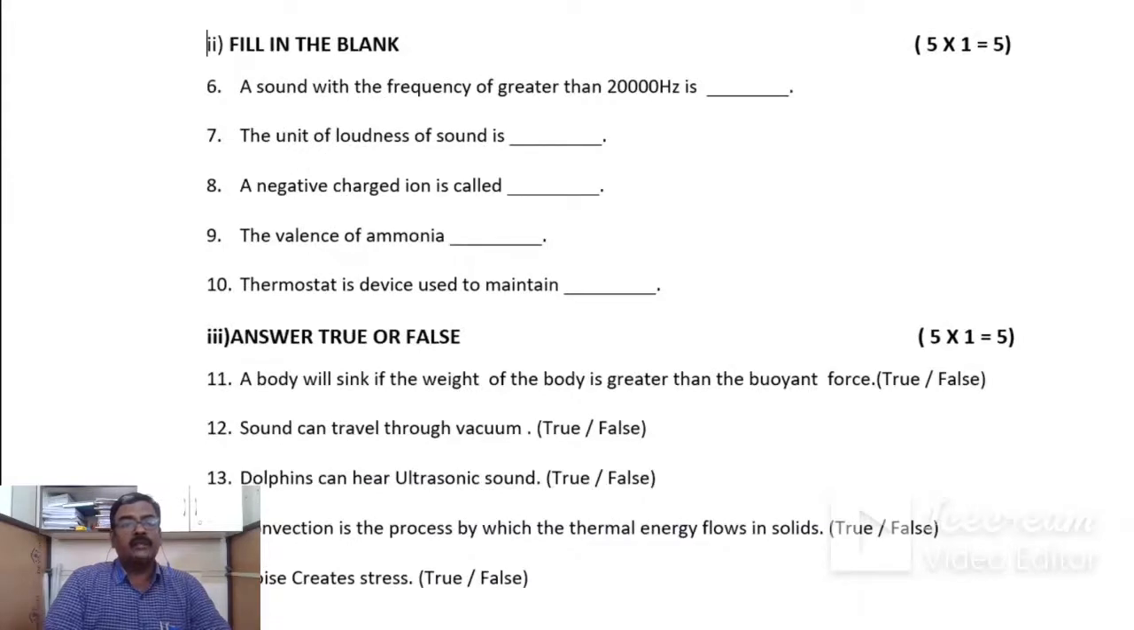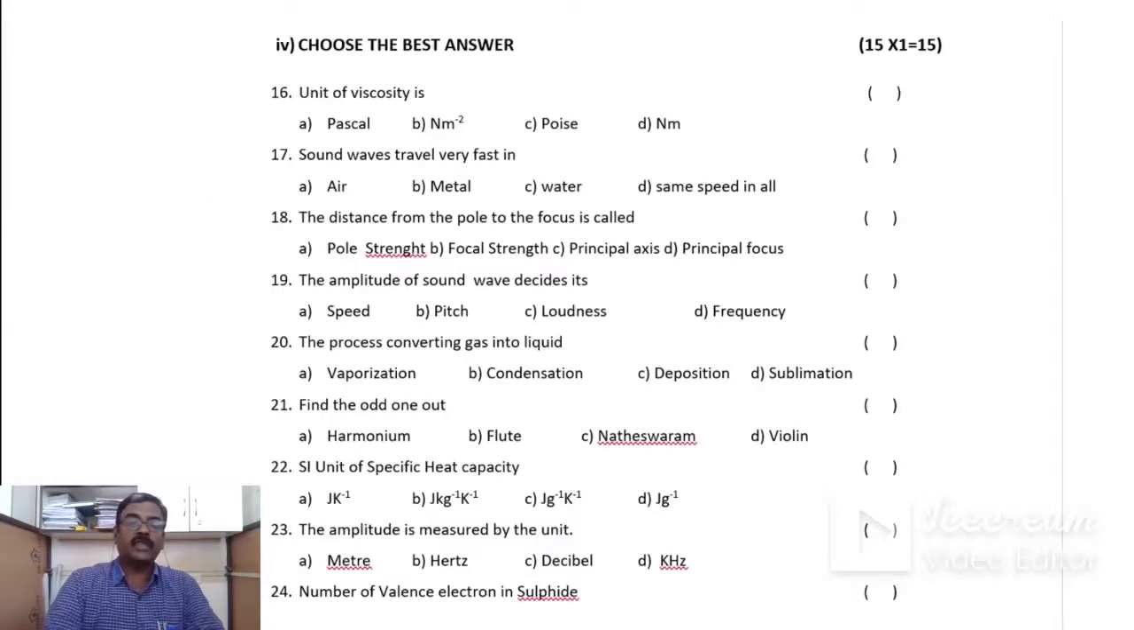Then fill in the blanks. Here also I am taking 5 fill in the blanks questions, 5 into 1 mark. Here we must give sufficient space to write the answer in the question paper itself. Then the third one is answer true or false. In true or false, 5 into 1, 5 marks. The student can strike out the false if the statement is true, or strike out the true if it is false. Just like that, they can write the answer in the question paper itself. Then choose the best answer, the fourth type.